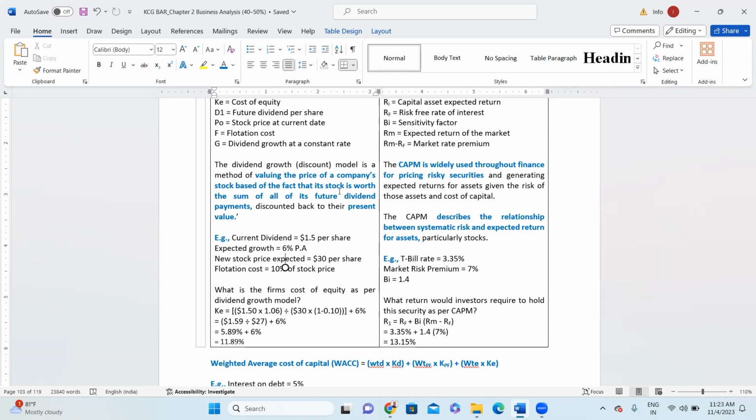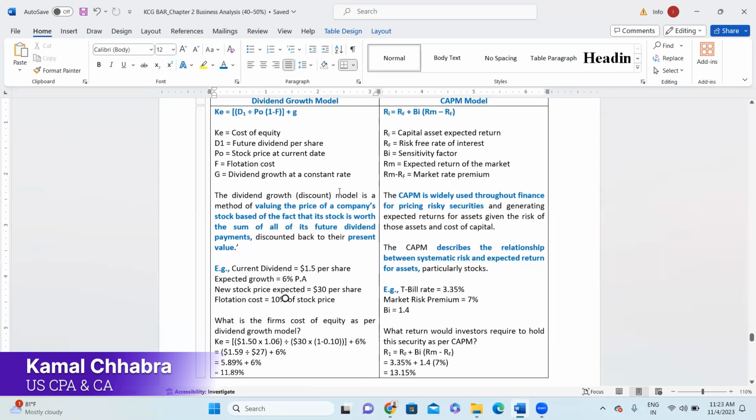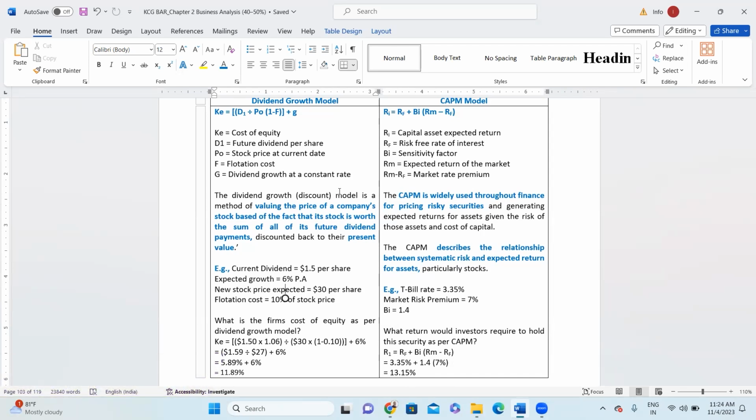So what return would an investor require to hold this security as per the CAPM method, right? In the CAPM method, the formula is RI is equal to RF plus BI multiplied by RM minus RF, right? So RI you need to calculate. What is RF they have given you? Risk-free rate of return is 3.35%, right? And then BI is 1.4, multiplied by the market rate premium they have already given you. That means RM minus RF, they have already given you, 7%, right? So 7% multiplied by 1.4 plus 3.35 is equal to 13.15, right? Any doubt how we need to do the calculation in math?